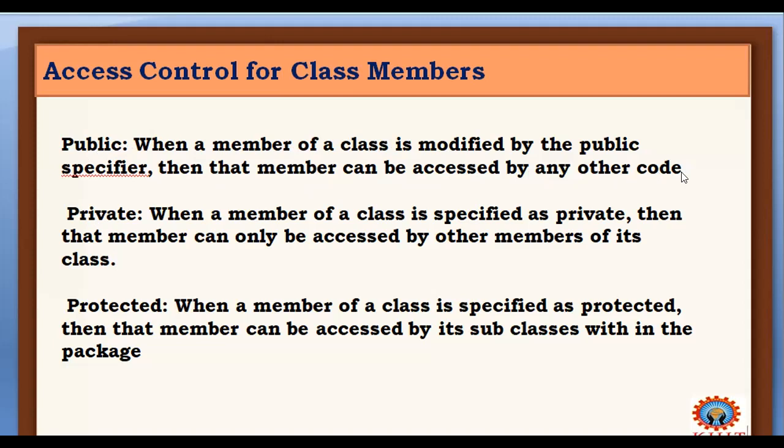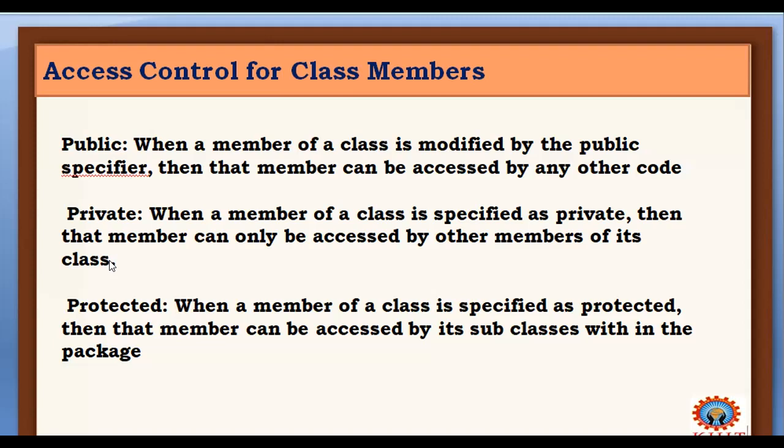Okay, ఎవరైనా సరే దాన్ని మనం యూజ్ చేసుకోవచ్చు. Whereas in private, when you write any class or a method as private, then that member can be accessed by the other members of its class. అంటే ఆ క్లాస్ లో ఉన్న అదర్ మెంబర్స్ మాత్రమే దాన్ని యాక్సెస్ చేసుకోగలరు. Okay, so only within that class, the other members can access those private members.